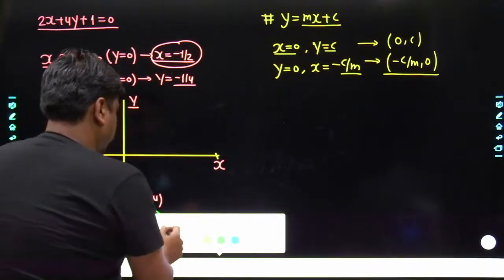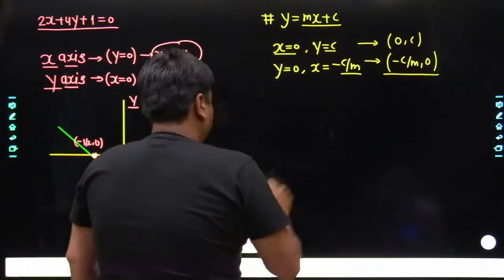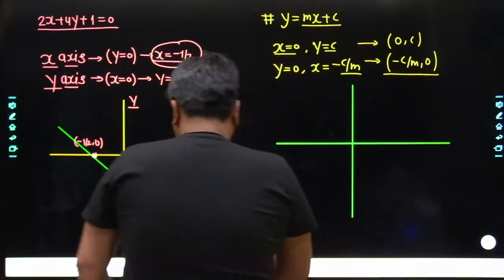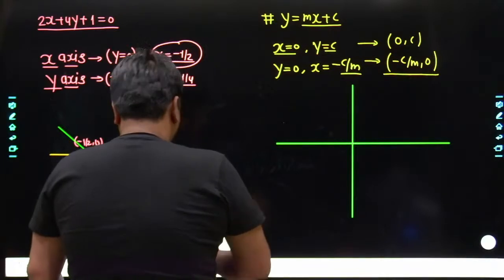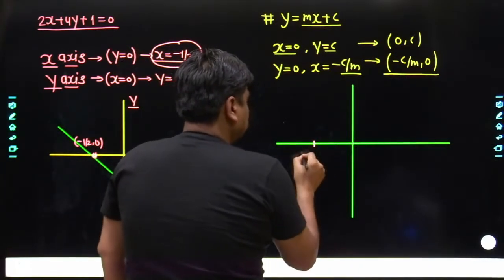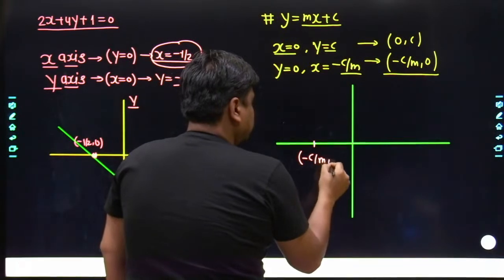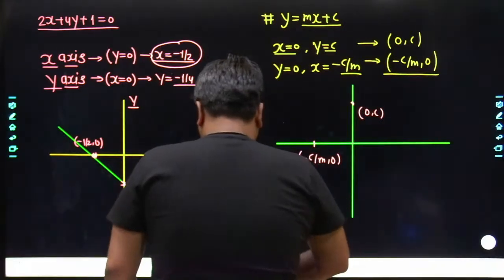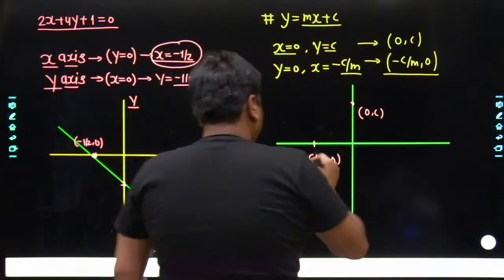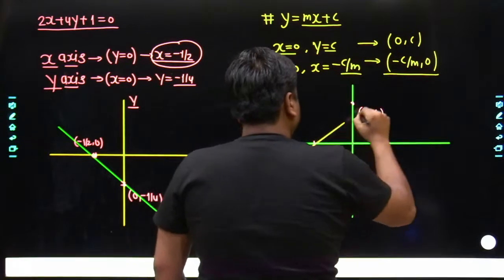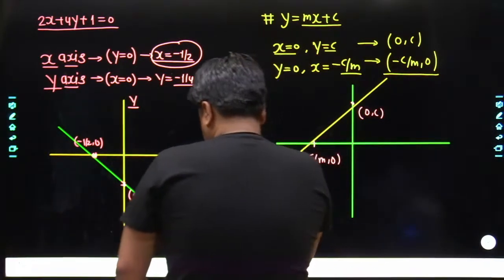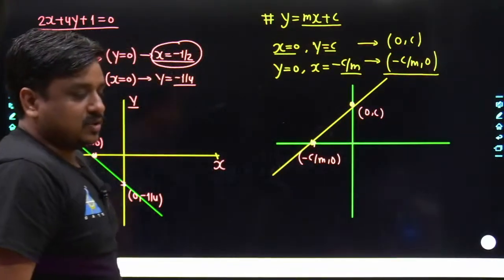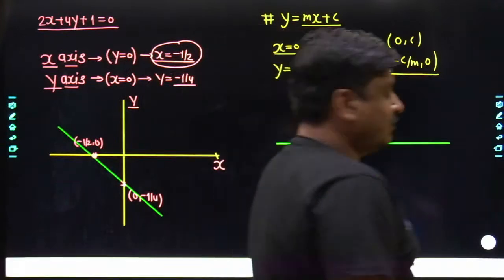Let me mark it out over here. Here it goes minus c by m comma 0, and here it goes 0 comma c, and once we add them together, definitely we would be getting the graphical structure of a straight line. Could you understand what I am saying?